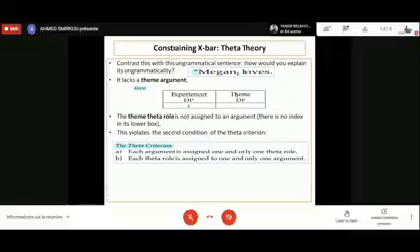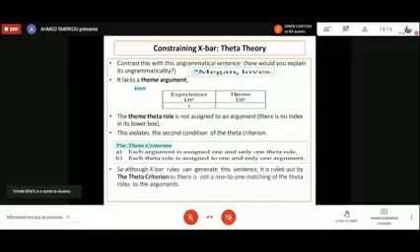Now let's see an example where A is violated. So although X-bar rules can generate this sentence, which is Megan loves, it's ruled out by the Theta Criterion, as there isn't a one-to-one matching of the theta roles to the arguments. So this sentence, Megan loves, is generated by X-bar theory.